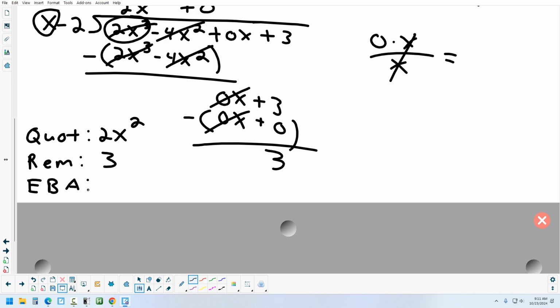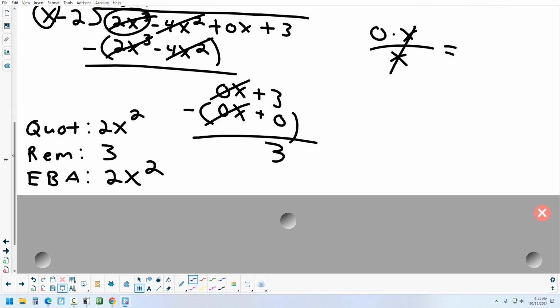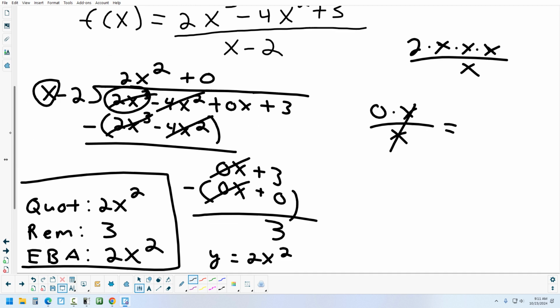And what's my EBA? 2x squared. It's the same thing as the quotient. Yep. And if you want to write it as a formula, like you want to graph it on the calculator, we're going to type it in as y equals 2x squared. That's the EBA. It's really y equals 2x squared. Is that like, all, that's it? For that problem, that's it. Yep.